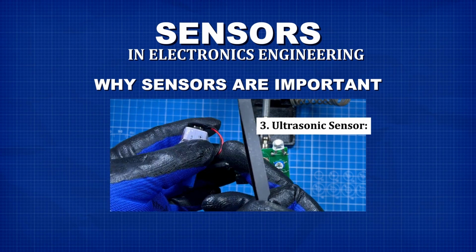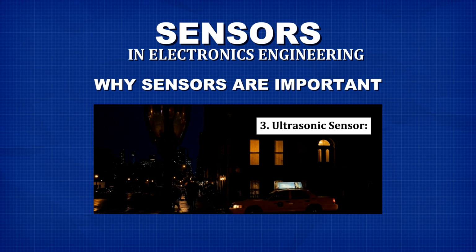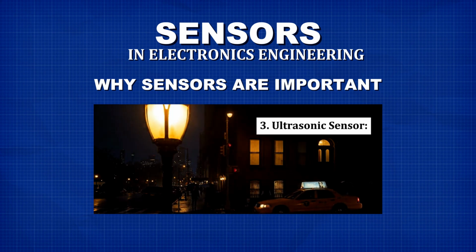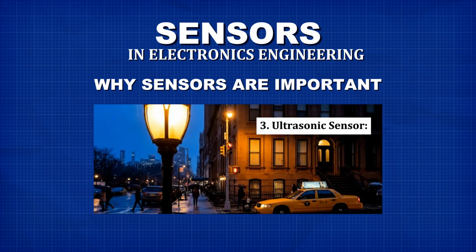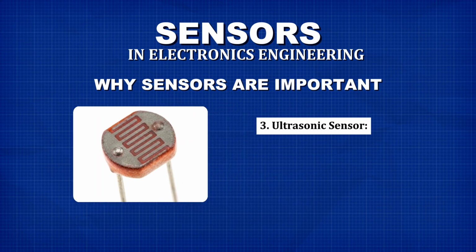This is how automatic streetlights work. During the day, the light stays off. At night, the light turns on automatically. And this happens because a sensor is detecting the change in light. That is the power of sensors. They allow electronic circuits to make decisions based on real-world conditions.